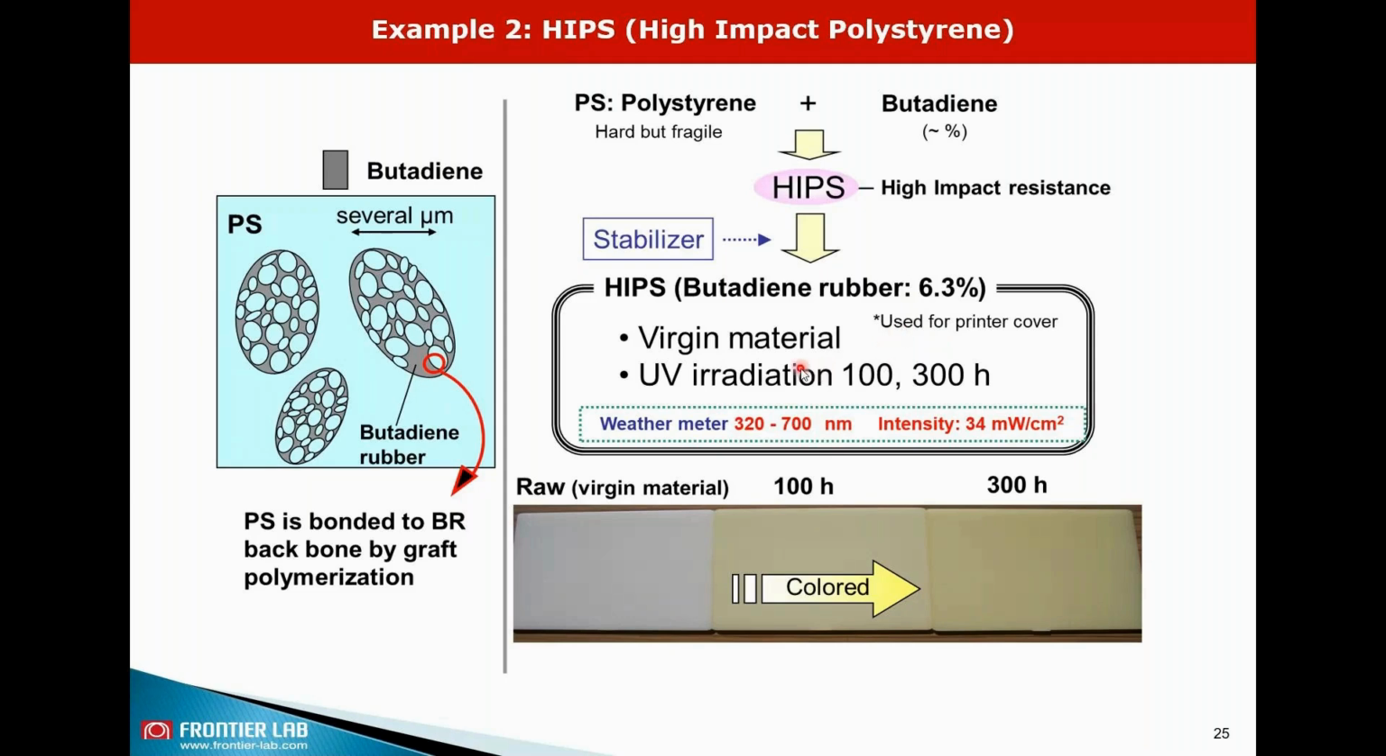Here we look at the UV PY-GCMS data for virgin material and irradiation at 100 and 300 hours. I think you would have seen this in many plastic wires at home or plastic material where you see some kind of discoloration. That is again showing some decomposition of the polymer that is happening due to oxidation as well as this photo degradation.